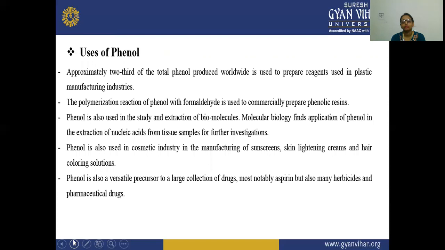Next, phenol is also a versatile precursor to a large collection of drugs, most notably aspirin, but also many herbicides and pharmaceutical drugs. So it is a precursor for a large collection of drugs, meaning aspirin is widely used. So it is used as a precursor for the formation of aspirin and many other herbicides and pharmaceutical drugs also. These are the uses of phenol.